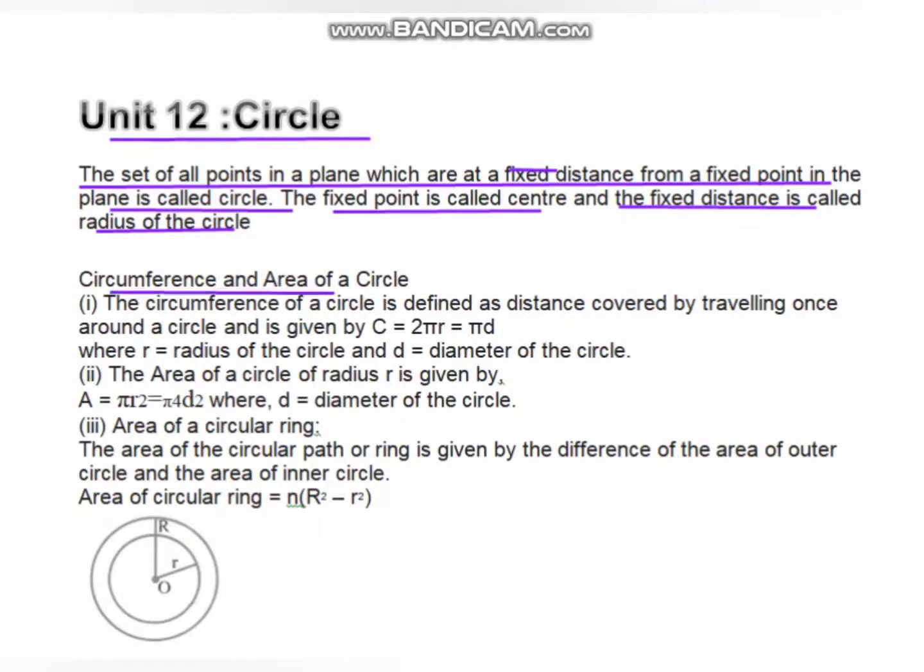Then circumference and area of a circle. The circumference of a circle is given as C equals 2 pi r or pi d, both are same. If we have a radius, we can use 2 pi r. If we have a diameter, we can use pi d. Value of pi is 22/7.